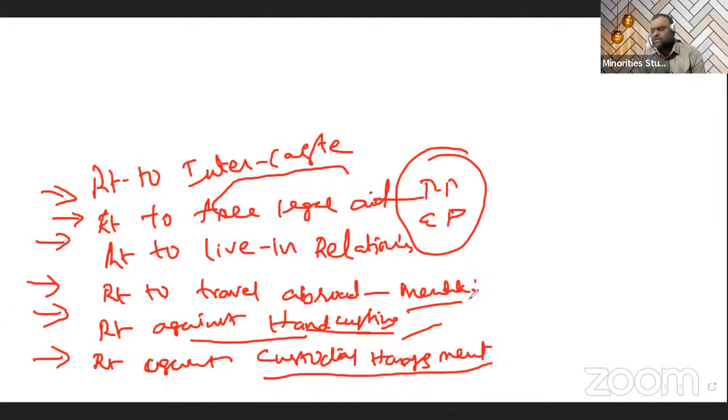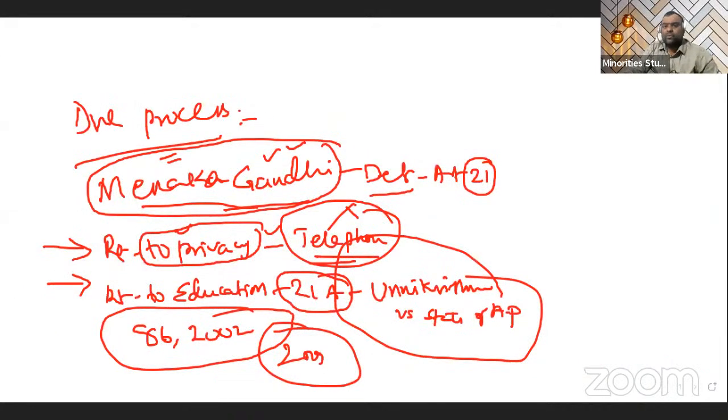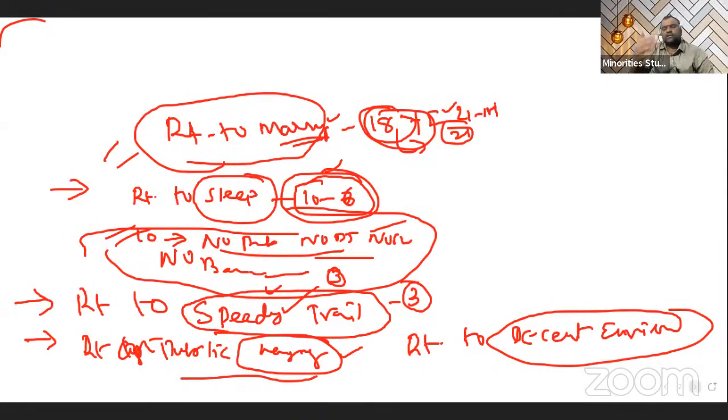This question came in the examination: right to privacy comes under which article? That is Article 21. Right to marry, right to intercaste marriage, right to living relations, right to free legal aid, right to travel abroad, right against handcuffing, right to speedy trial, right to sleep, right to decent environment wherever you're located, right to education. All these are forms of it. Approximately 20, 21, 22 things are there. All these together form Article 21.